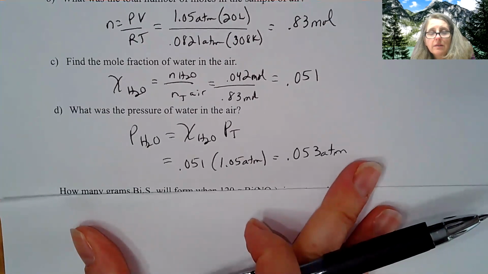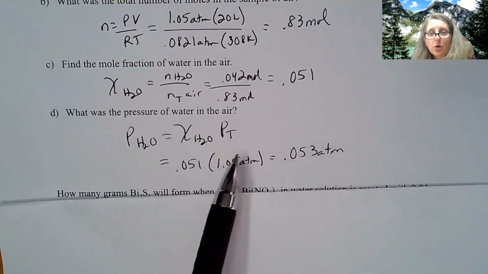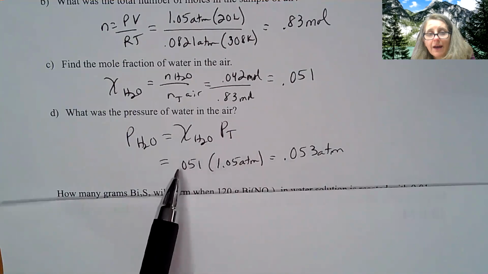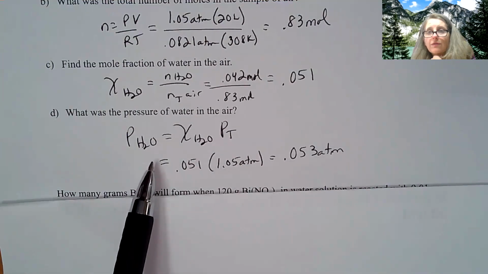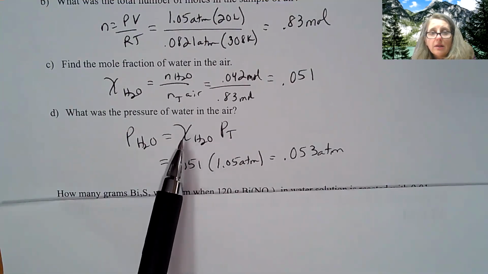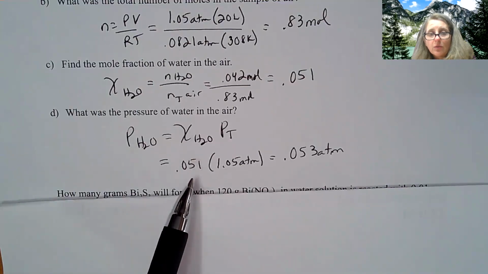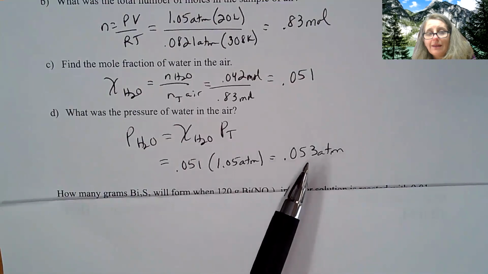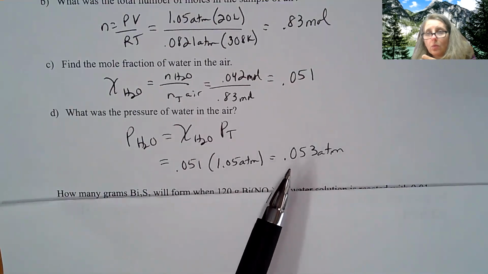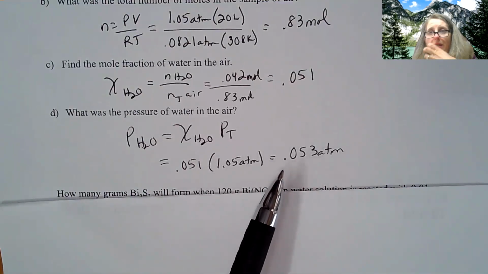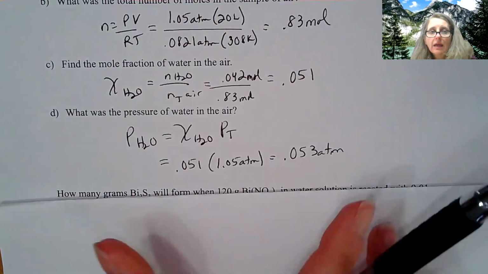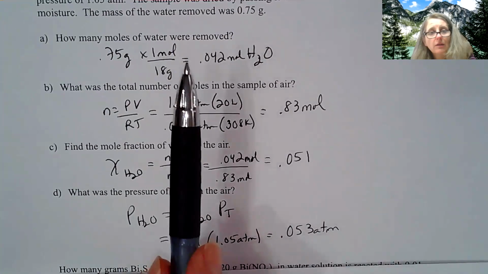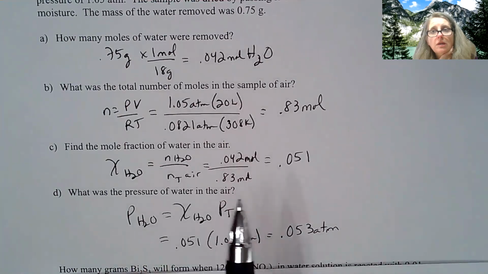And really where this comes into play is if I have my total pressure of the air as 1.05, I could figure out the pressure of the water if I know my mole fraction of the water. So all I have to do is take the mole fraction times the total pressure to get the individual pressure of the water, the humidity in the air. With these types of problems, it's just trying to get you to figure out which equation you need.